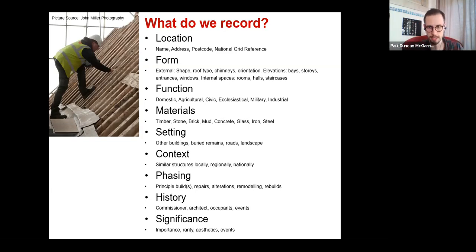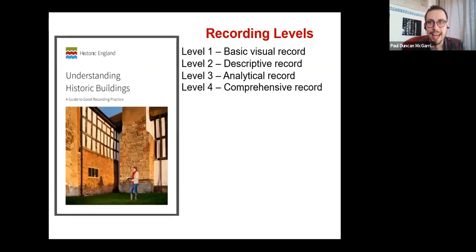Phasing, history, and significance. So, like I said, if you want to screenshot anything, this is the most useful one to go for. And the recording levels that you go at change as well, which again depends on what might be being done to the structure. Is it having a huge refurbishment, in which case you might require a higher level of recording to mitigate for that? Or is it a more important building? Is it one of those terrace houses, or is it like a grade one listed stately home? They would require different levels of recording.